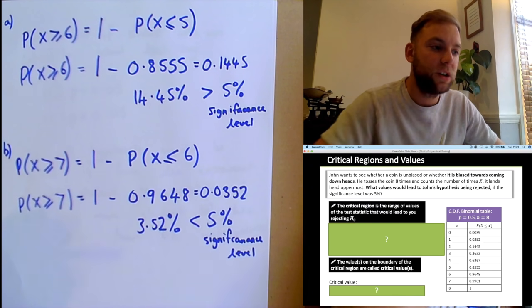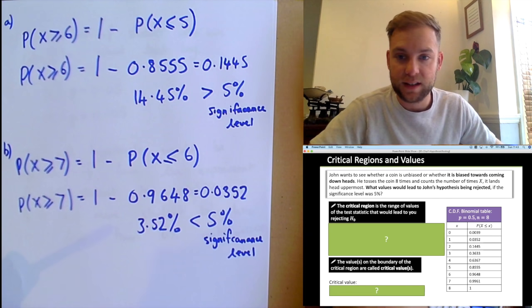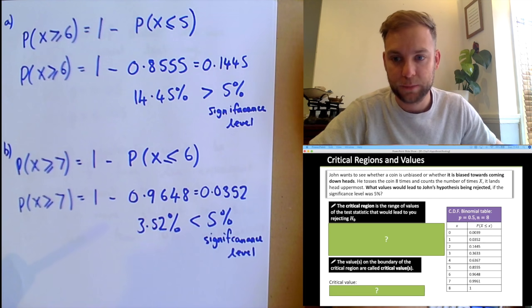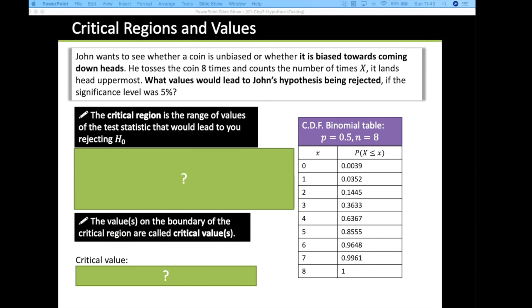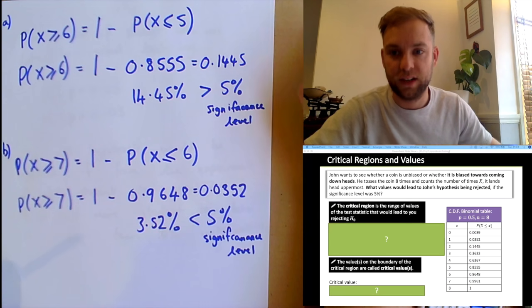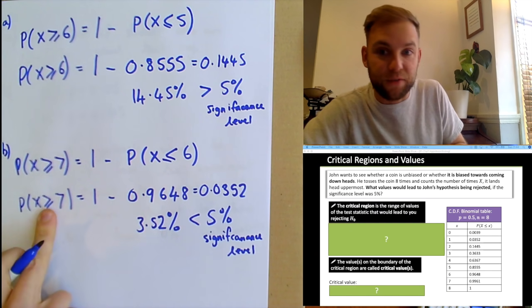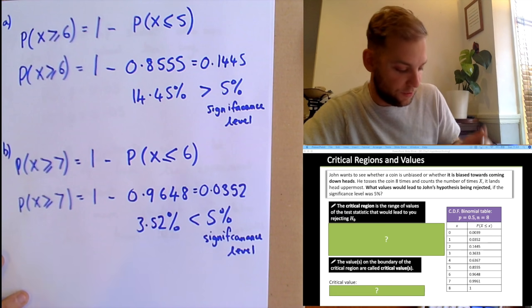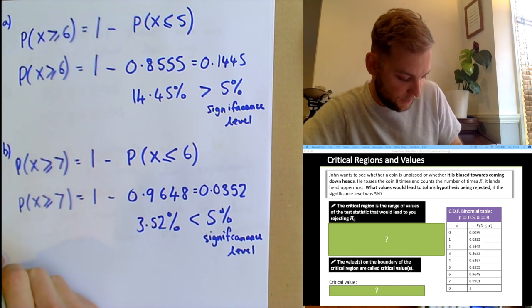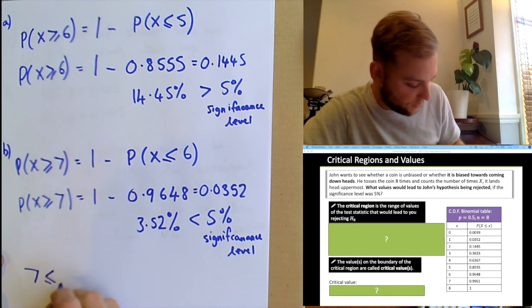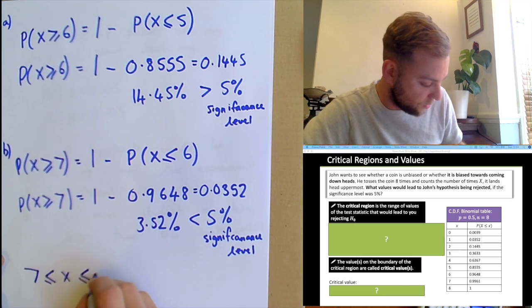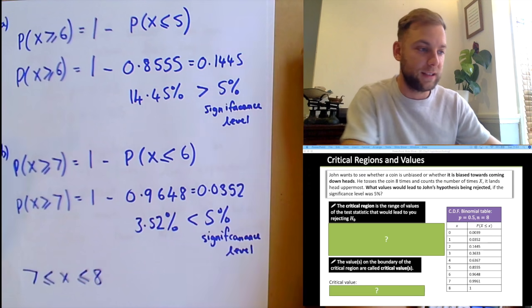So in this case, the critical region is the range of values, and again, this is in black, so it's worth writing this down. Make it big for you. So the critical region is the range of values of the test statistic that would lead you to rejecting H0. Make sure you get that down, please. Pause if you need to. In this case, your critical region is anything between 7 and the maximum number of heads, which is 8. So for this part here, 7 is less than or equal to x is less than or equal to 8. So our critical region is between 7 and 8.